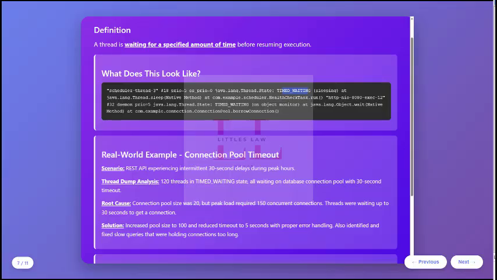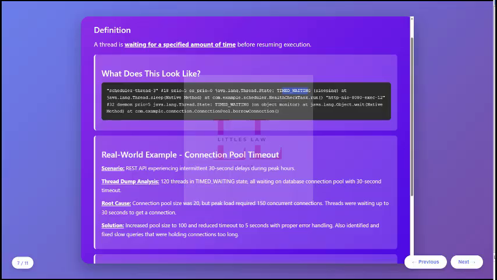So I started the thread dump analysis, and it showed 120 threads in timed waiting state, all waiting on the database connection pool with a 30-second timeout configured. So just imagine how frustrating it was. So what was the root cause? Our connection pool size was only 20 connections, but the peak load required 150 concurrent database connections. The threads were literally waiting up to 30 seconds just to get a database connection before timing out.